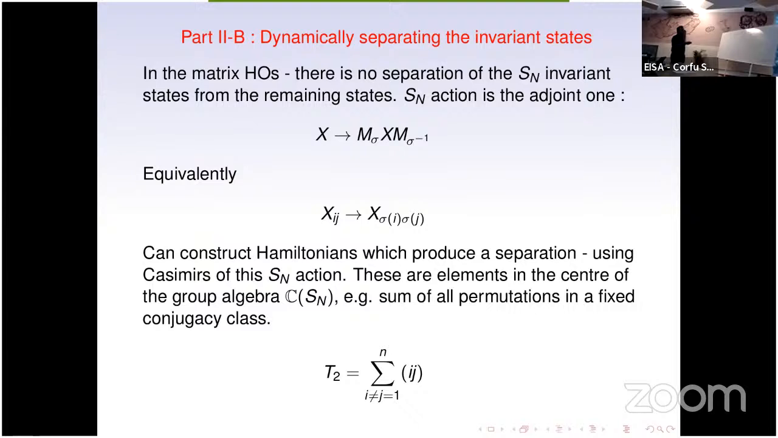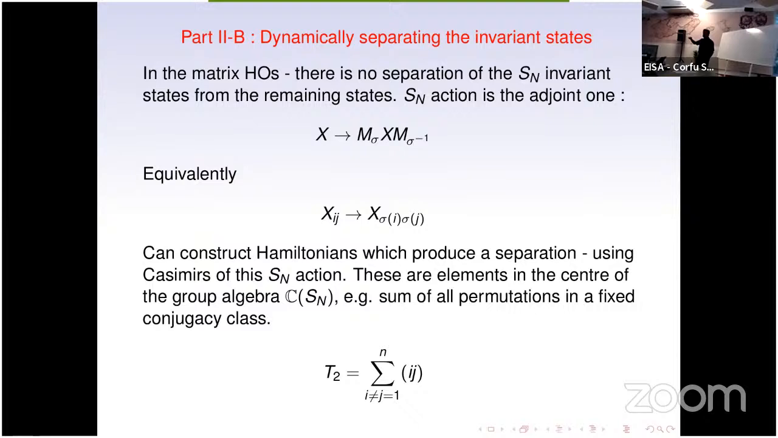In this matrix harmonic oscillator, either the simplest one or these more complicated ones, you have polynomials in this A dagger IJ. You can restrict to Sn invariants, but in the simplest harmonic oscillator, the energy is just the degree. So some of these degree K states are Sn invariants, some are not. So there's no separation between the Sn invariants in the simplest harmonic oscillators.